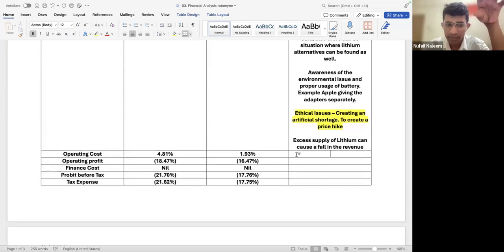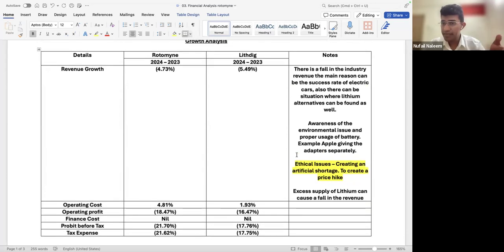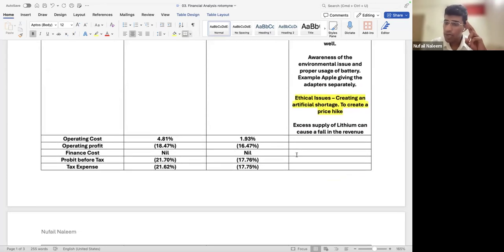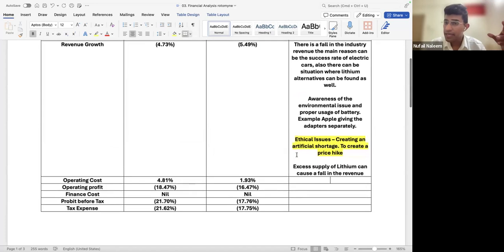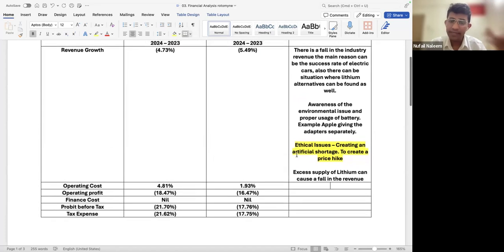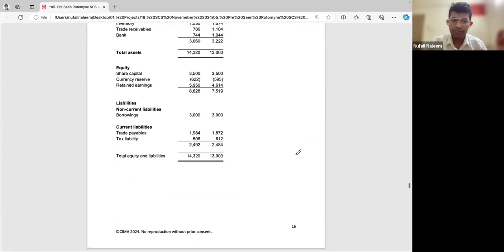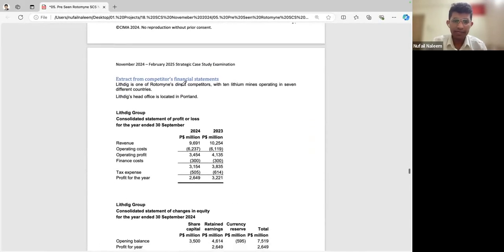Okay, now students, I'll come down here to the operating cost. You see here, students, our operating cost is very high compared with Lithic. The main reason is, students, we have two lithium mines in a developing country, so there are chances the efficiency level will be very low. And if you observe Lithic, we don't have any idea where their lithium mines are. Because in this case study, they are only saying Lithic is one of the 10 lithium mines operating in 7 different countries, but they never told us which are the 7 different countries.